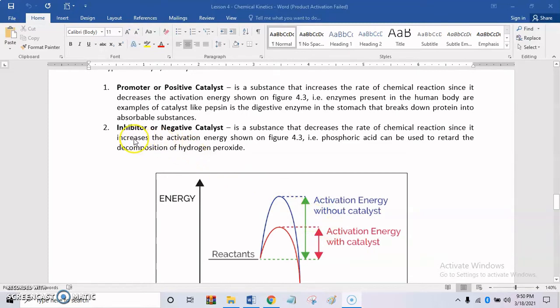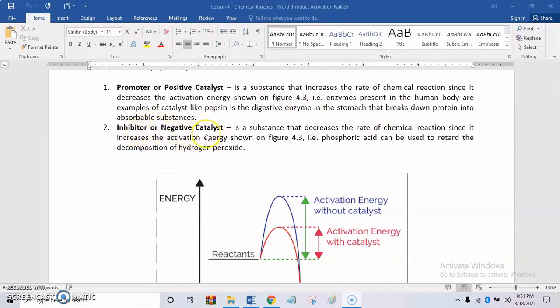Next are enzymes that are present in the human body, examples of catalysts, like pepsin in our digestive system. It is a digestive enzyme that breaks down protein into absorbable substances.